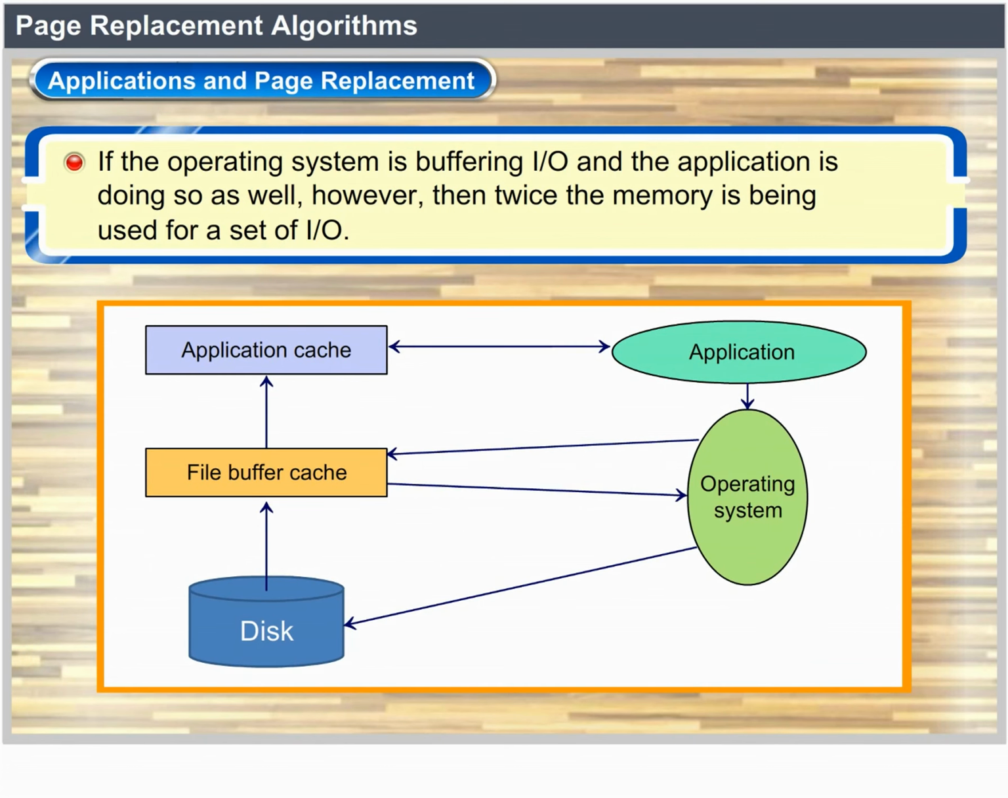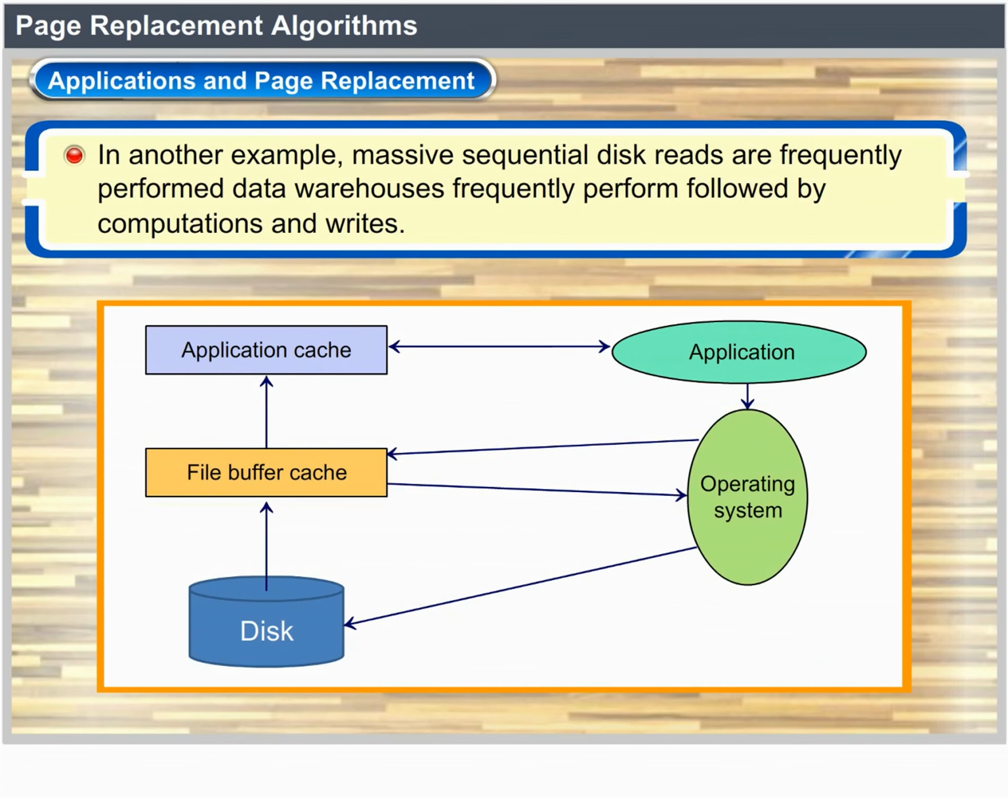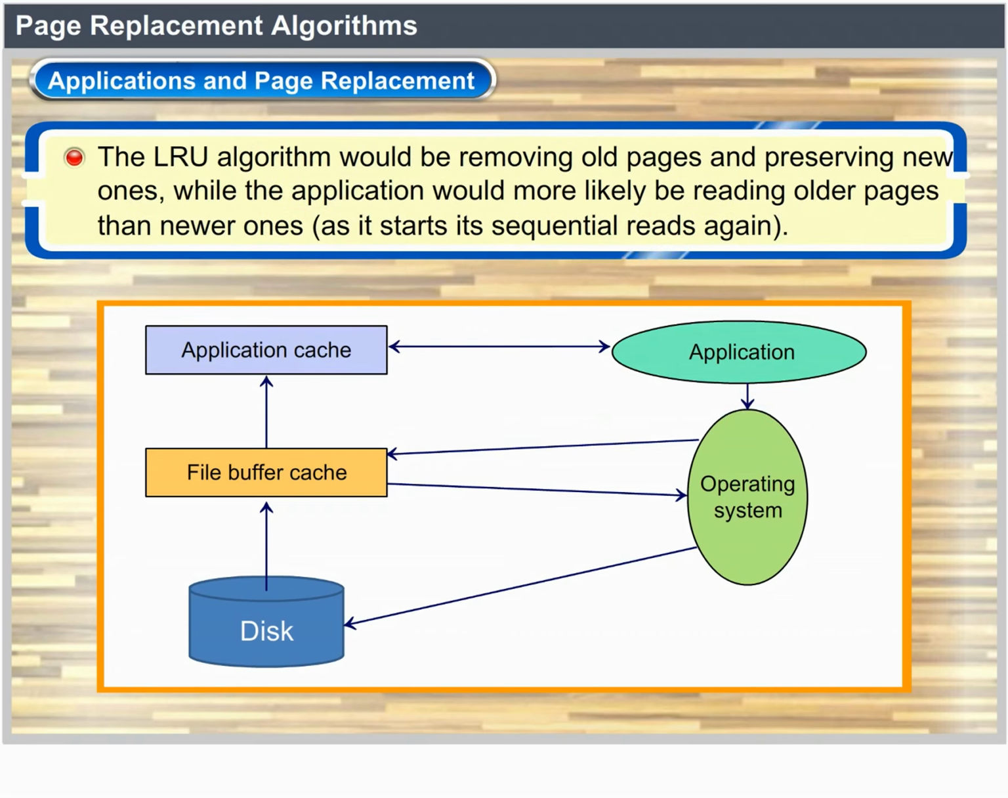In another example, data warehouses frequently perform massive sequential disk reads followed by computations and writes. The LRU algorithm would be removing old pages and preserving new ones, while the application would more likely be reading older pages than newer ones as it starts its sequential reads again. Here, MFU would actually be more efficient than LRU.